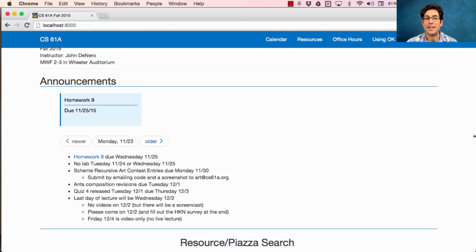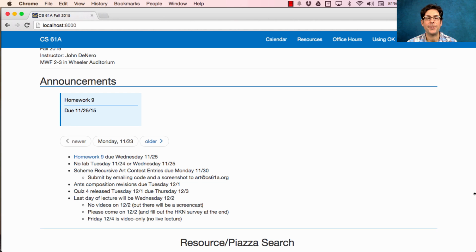Another thing you can do over Thanksgiving break is work on your Scheme Recursive Art Contest entry. It's completely optional, but one of my favorite parts of the class, we already have one entry. If nobody else enters, that person is definitely going to win. But it's not too late. You can submit anytime up until the evening of Monday, the 30th.